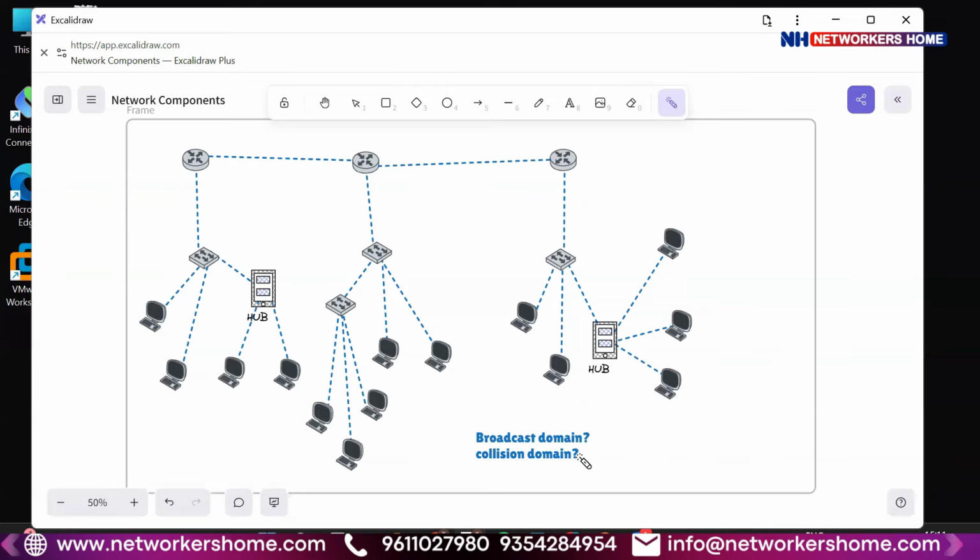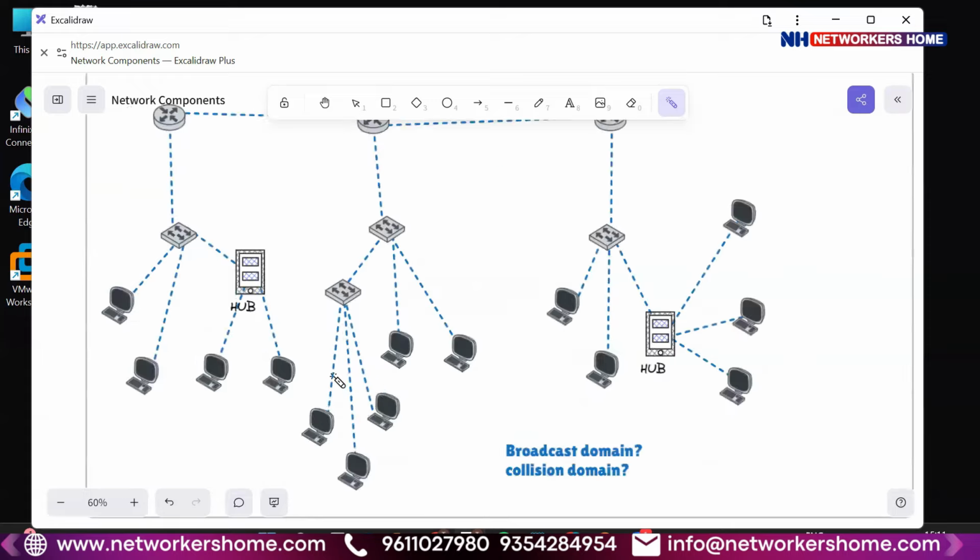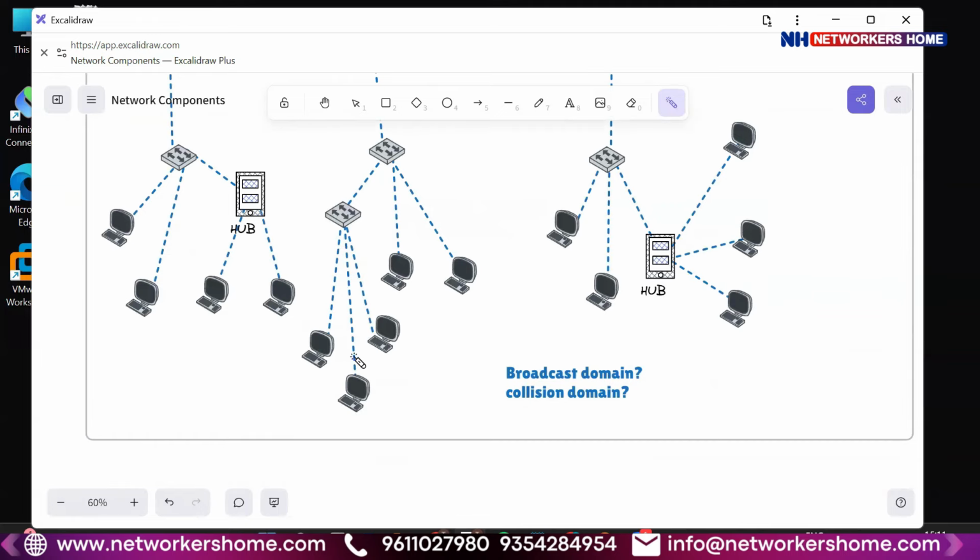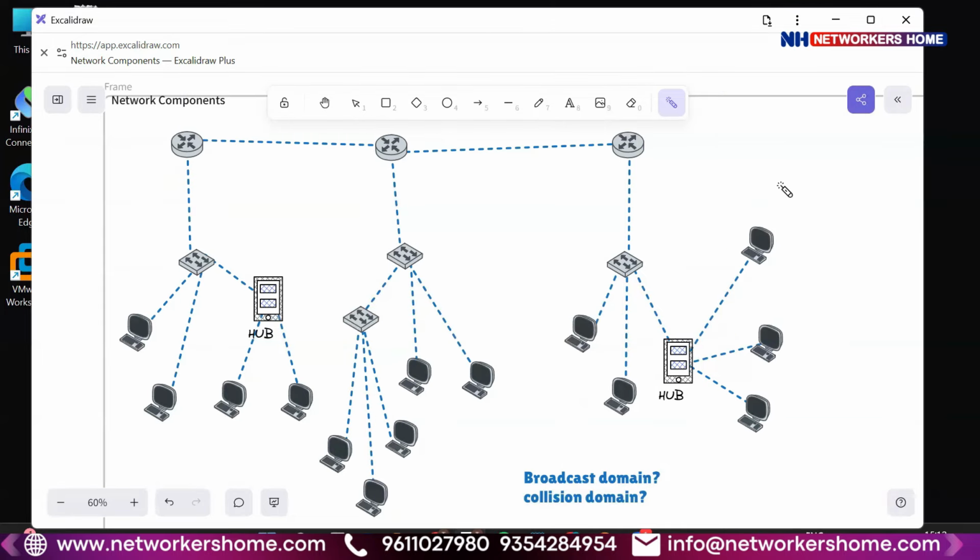Because the question is already there: what is broadcast and collision domain? Now tell me how many collision domains, how many broadcast domains? If you want to give the answer, you can just say the answer and then mute. Okay, Wisdom: 12 collision, 5 broadcast.